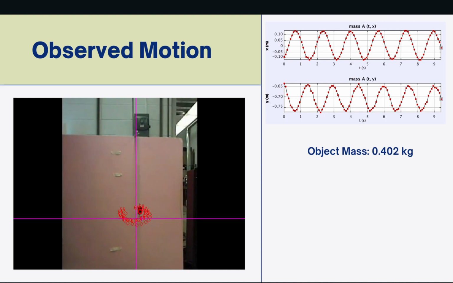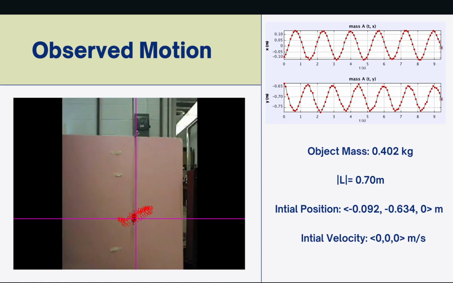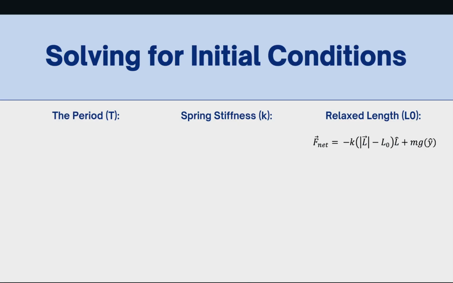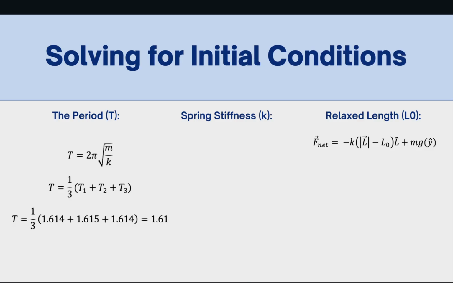We know that the object's mass is 0.402 kilograms. The extended length, the stretched length of the spring is 0.7 meters. The initial position, as given by the tracker data, is this vector, and the initial velocity is 0 because it starts from rest. So solving for initial conditions, to find T, we can use the equation T equals 2 pi times the square root of m over k, and we can say that T is the average of 3 periods of the wave, and so that generates 1.61 seconds for the average of 1 period time.